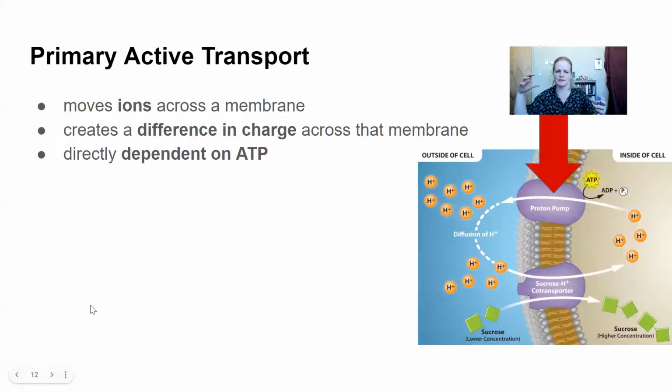We characterize them according to where the actual work is happening. So primary active transport is moving ions. When you think primary, think ions. This is the movement of ions across that membrane, and that is creating a charge across the membrane. And this is dependent on ATP. Without ATP, the movement of ions, primary active transport, would not happen. It's directly dependent on it.